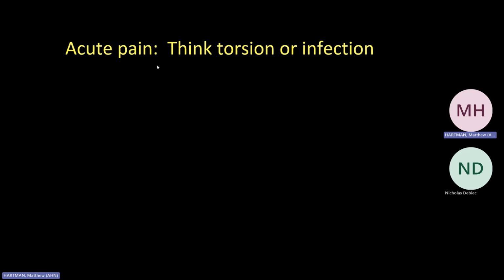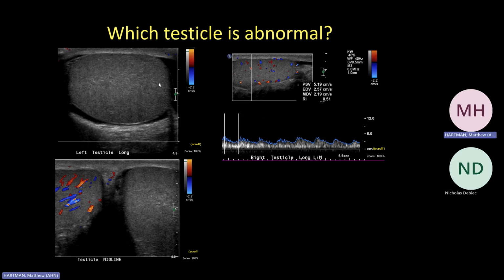So a patient with acute pain, we need to be thinking torsion or infection. So this is a patient with left-sided pain. Which side's abnormal? I like this view where you see the right testicle and the left testicle, and there's asymmetry. There's blood flow here, no blood flow there. So we have to decide, is that too much and that's normal? Or this is just normal and that's too little? Or is this too much? So that's the differentiation we have to make.